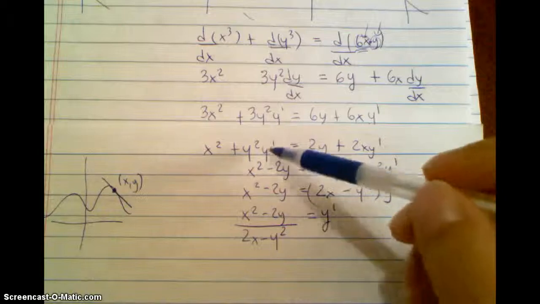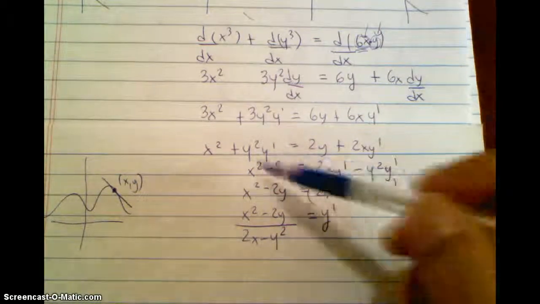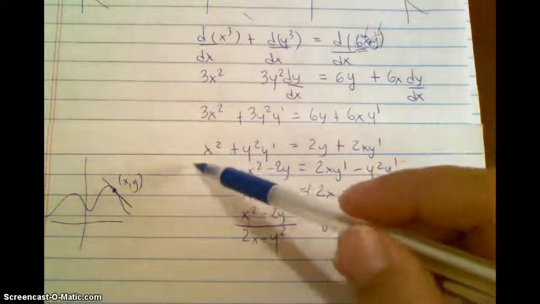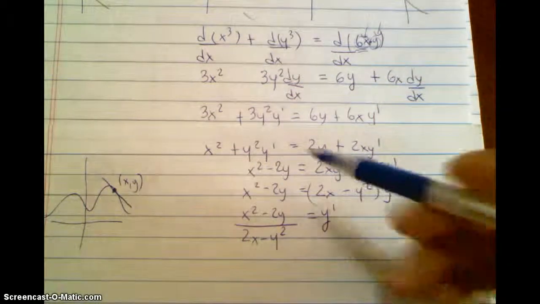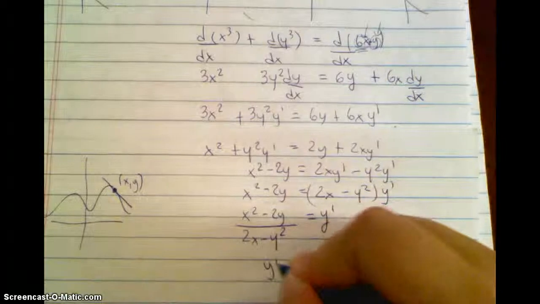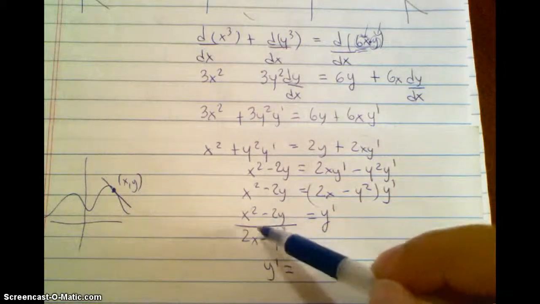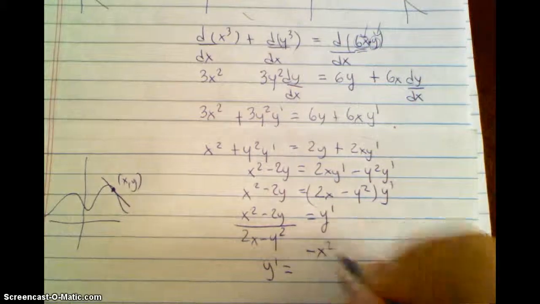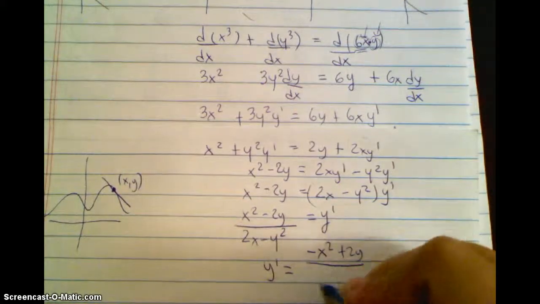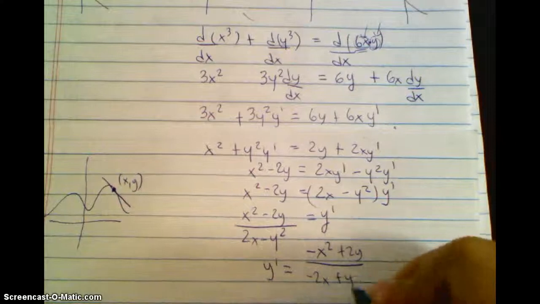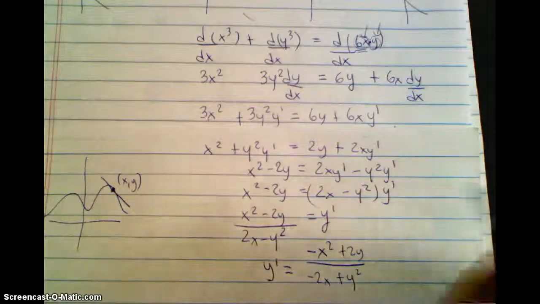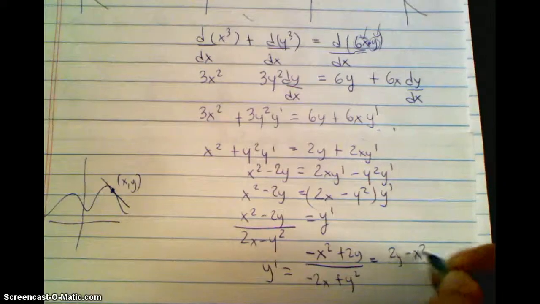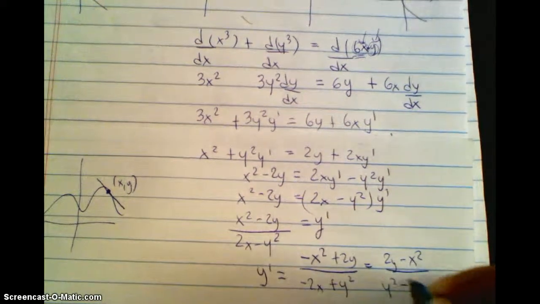Let's say that I wanted my y primes on the left side of the equal sign, then I'm going to have to subtract 2x y prime, and in here I will have to subtract x squared. So the equivalent form of this would be if I have the minus signs reversed, like negative x squared plus 2y over negative 2x plus y squared could be an option. And also its equivalent, maybe I don't want to write it as a sum, maybe I want to write 2y minus x squared over y squared minus 2x.